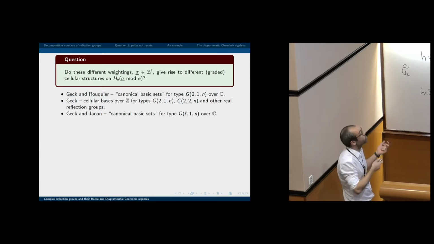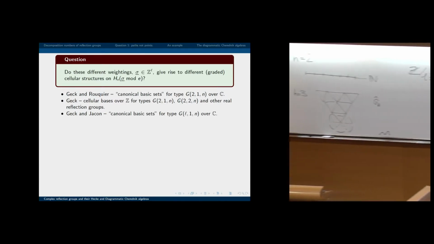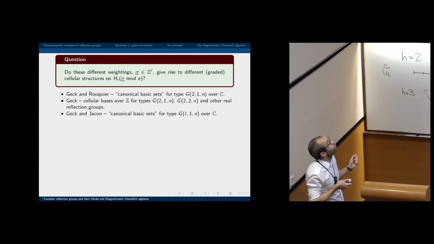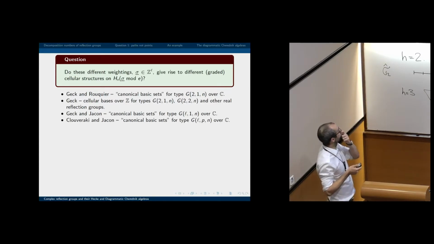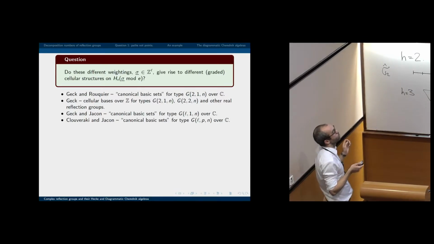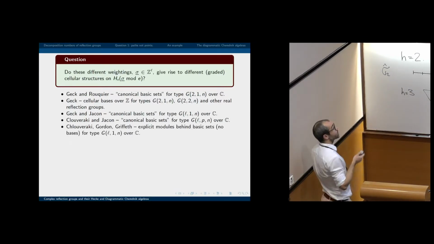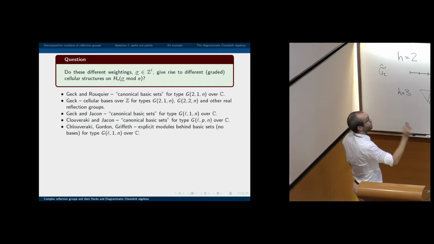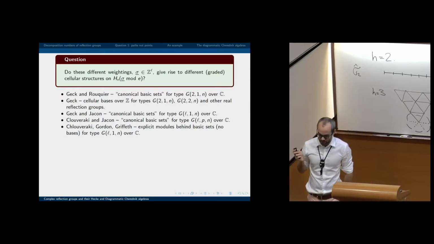So you have two questions which would follow from this. You just answer them rather than constructing this explicitly. But the unfortunate thing is that this only works over the complex numbers. And then Chlouveraki and Jacon extended this to all complex reflection groups, but again, only over the complex numbers. And then Chlouveraki, Gordon, and Griffeth didn't construct a cellular basis, but they did show that essentially this is not just a combinatorial thing, this is actually something to do with actual representations of the Hecke algebra. But again, only working over C.